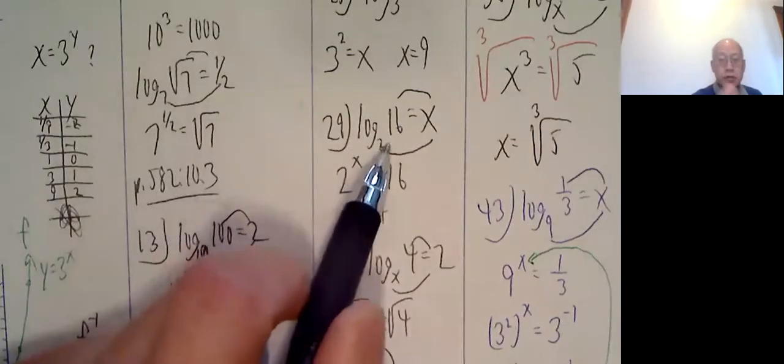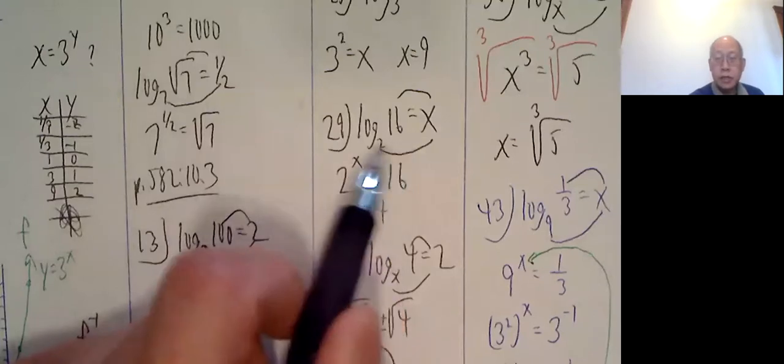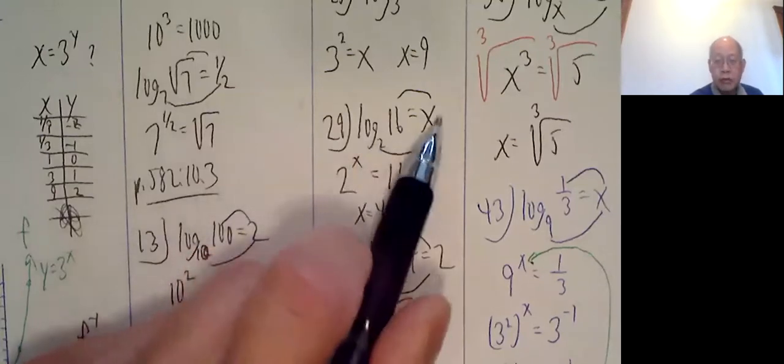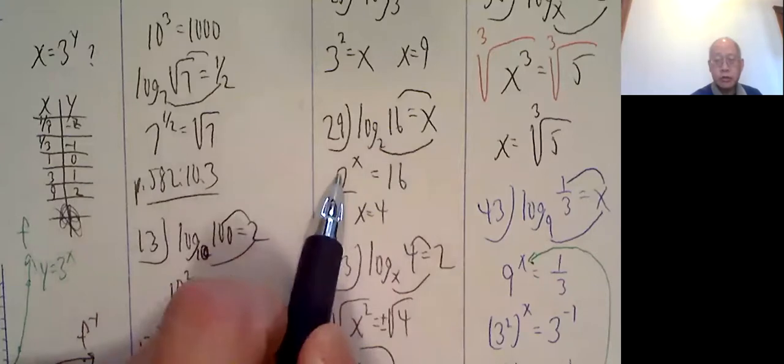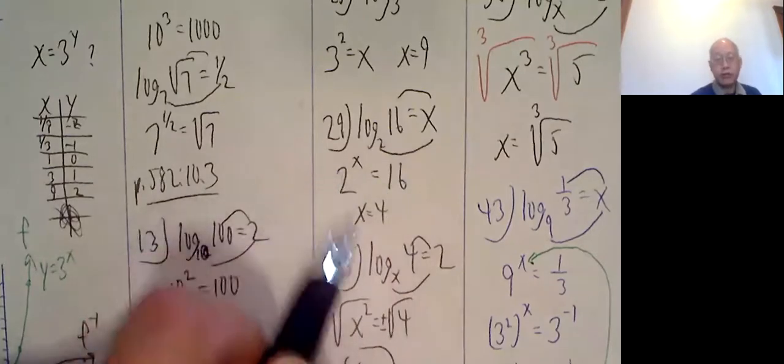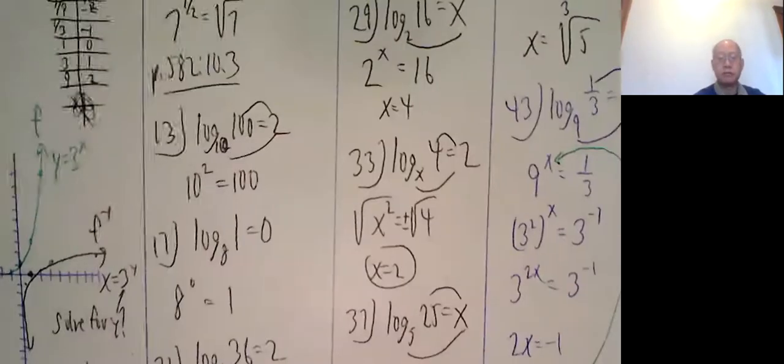Number 29, log base 2 of 16 equals x. Okay, 2 raised to the x power equals 16. So 2 raised to what power is 16? Well, it's 4. So the answer is x equals 4.